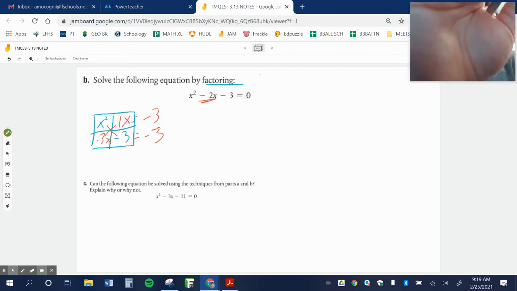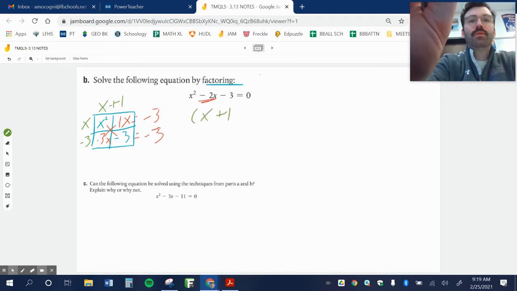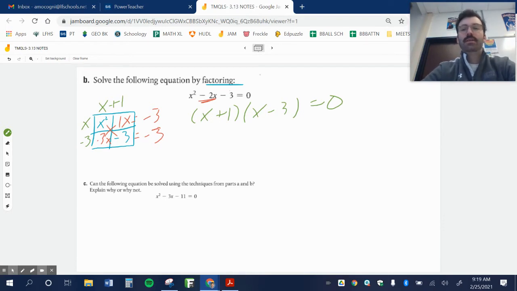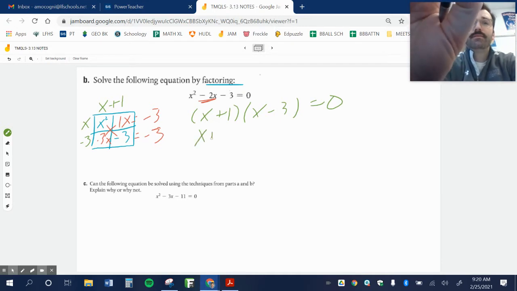I look for my GCF in the first row. GCF here is just x. GCF down here is negative 3. GCF vertically is x, and it's just x. So my two factors are x plus 1 and x minus 3, and that's equal to 0. Remember from last Friday's lesson, once it's completely factored, the zero product property says that I can set each factor equal to 0 and solve.